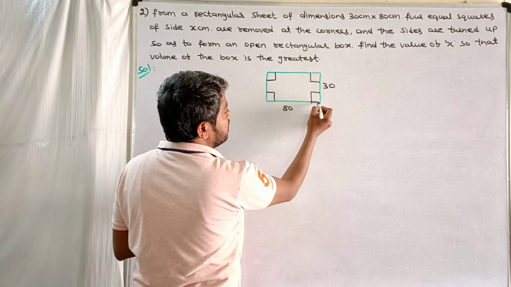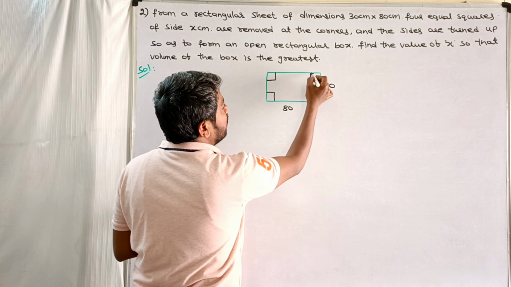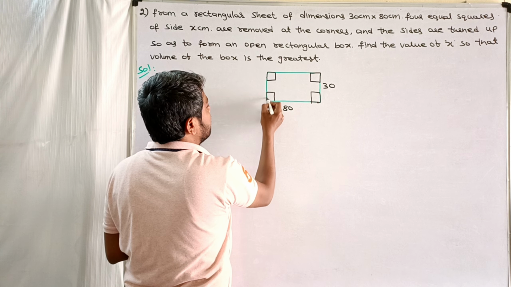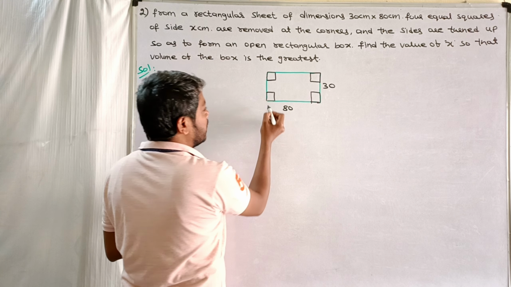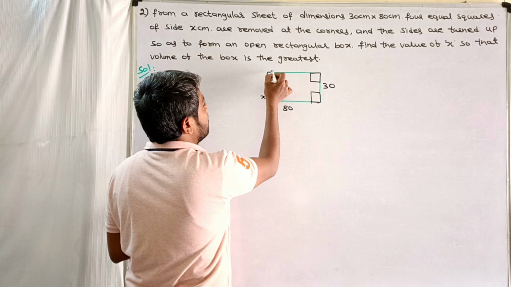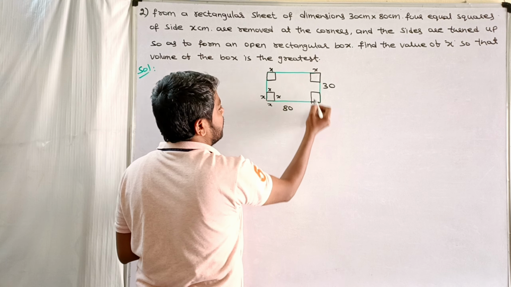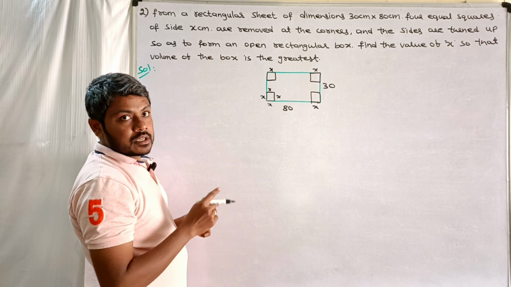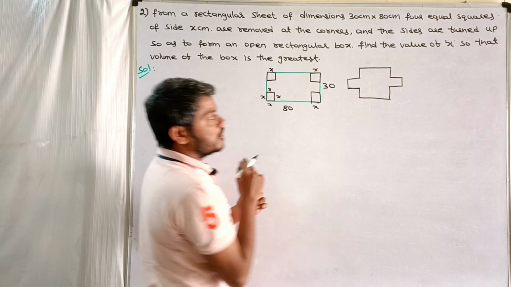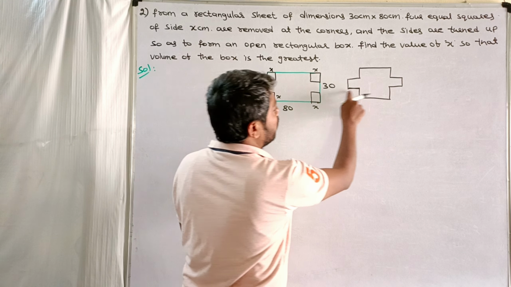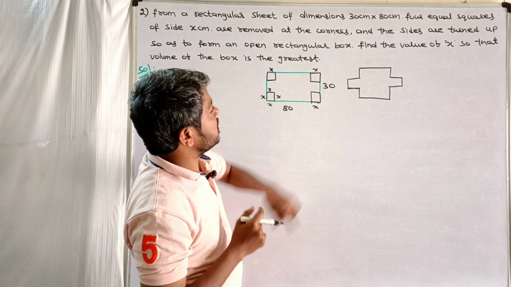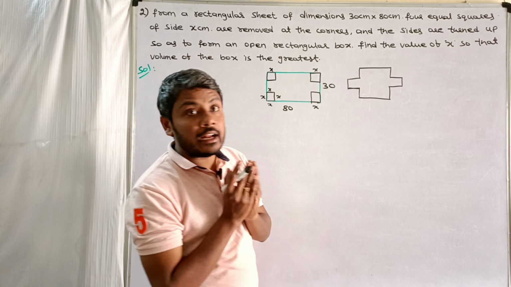So clearly this is a square whose side is what? x centimeters. Clearly this is x and this is x, x, x. Same, this is also. So here 4 corners are removed. So clearly, it forms like this. Clearly 4 corners are removed in the form of squares. Next, and the sides are turned up.